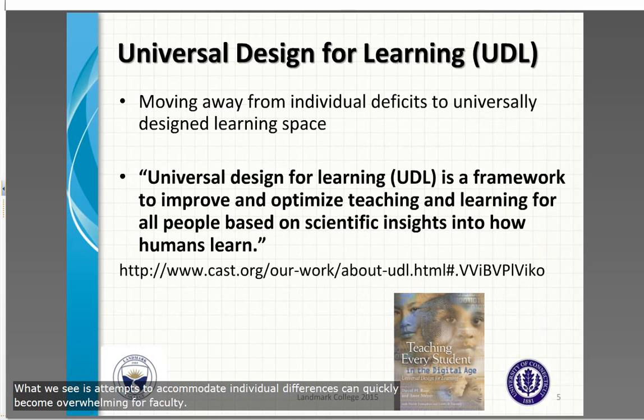So let me invite you now to think about a teaching and learning framework that suggests moving away from accommodating individual differences to universal design. Universal design for learning, as described by Dr. David Rose and his colleagues at CAST, Center for Applied Special Technology, is a framework to improve and optimize teaching and learning for all people based on scientific insight into how humans learn. It helps redirect our attention to create a learning space that is flexible enough from the start to support and scaffold differences in abilities, background knowledge, pace of information processing, attention, etc., all of which we know are the basic ingredients of how we learn.